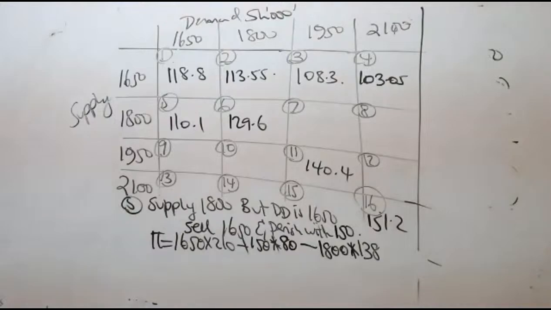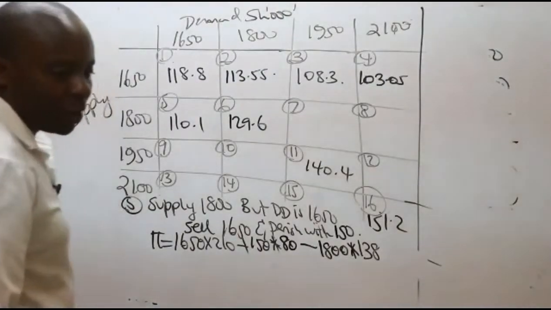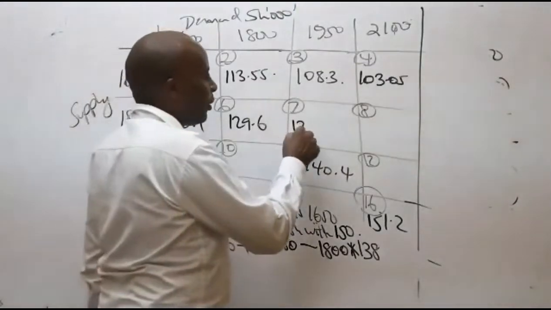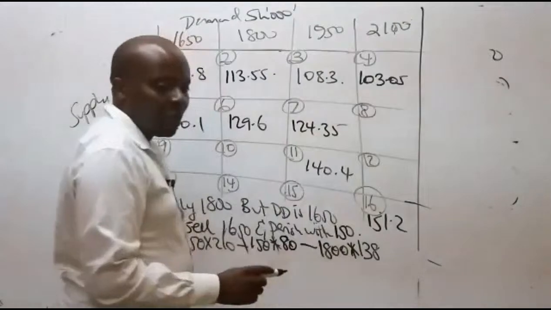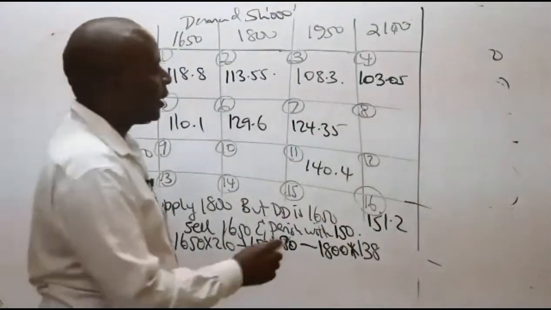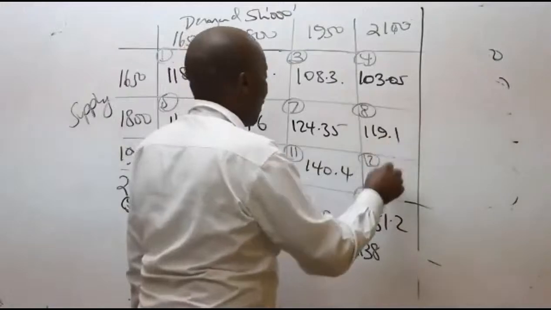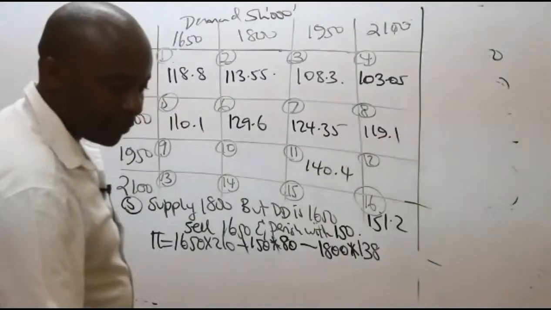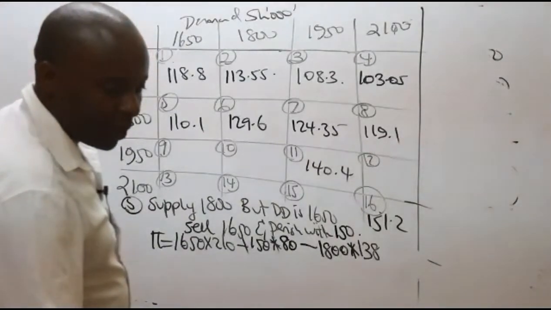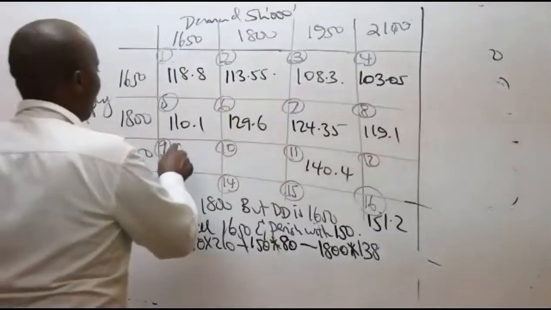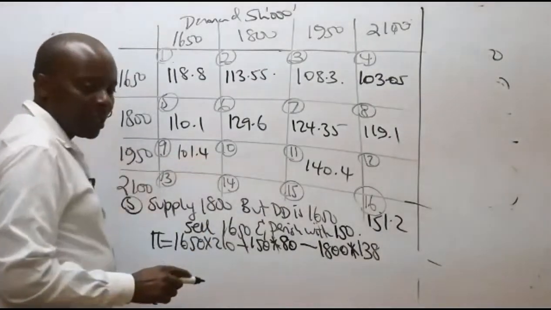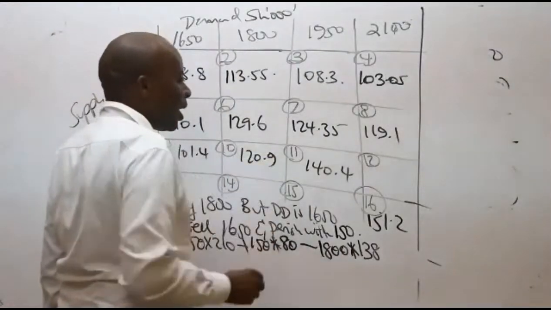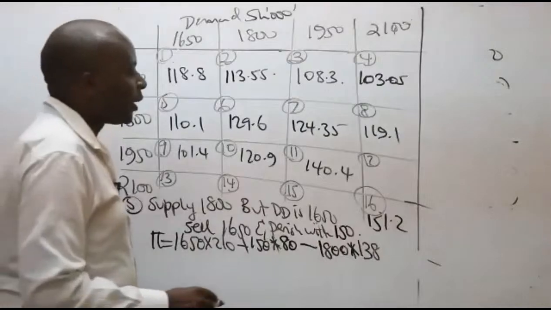So they have given me the one of 7. Cell 7 is 124.35. Cell 8 is 119.1. Cell 9 is 101.4. Cell 10 happens to be 120.9. And then we have cell 12, 135.15.